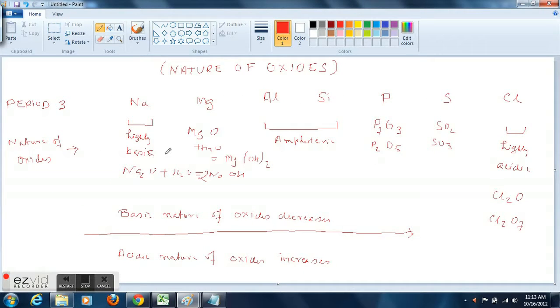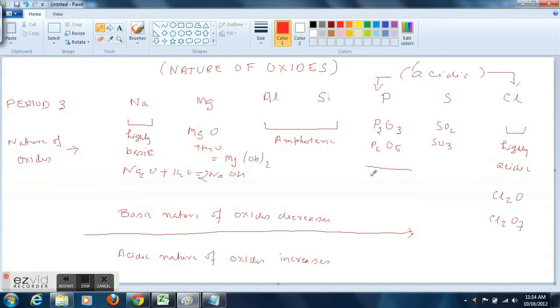Okay, now let us move on from amphoteric oxides and come to phosphorus, sulfur and chlorine. Phosphorus forms two kinds of oxides, phosphorus trioxide, P2O3, and phosphorus pentoxide, P2O5. The oxides of phosphorus, sulfur and chlorine are all acidic in nature, but their acidity increases when you move from phosphorus to sulfur to chlorine.